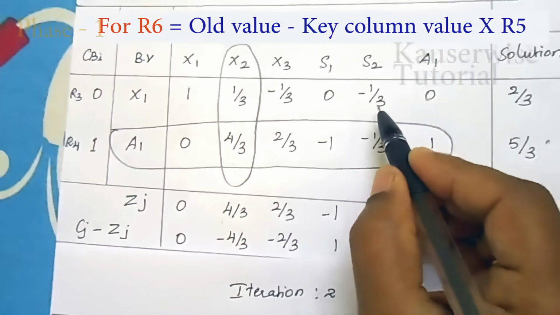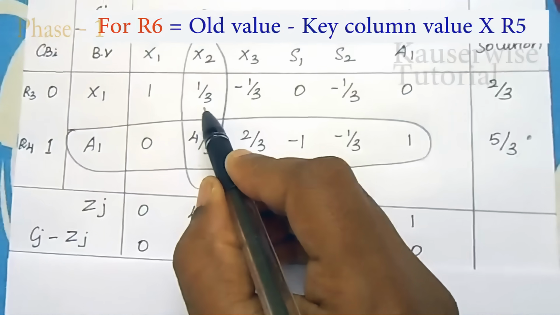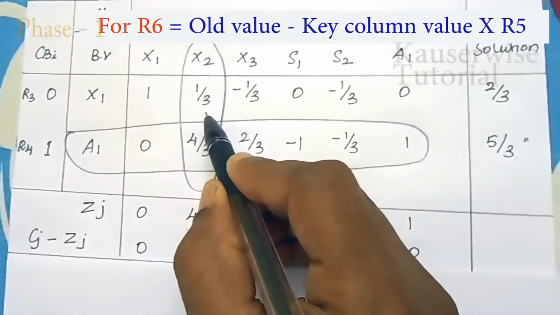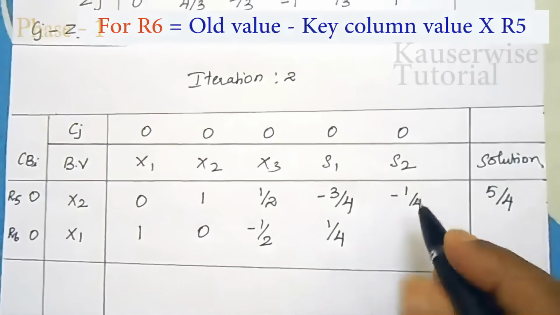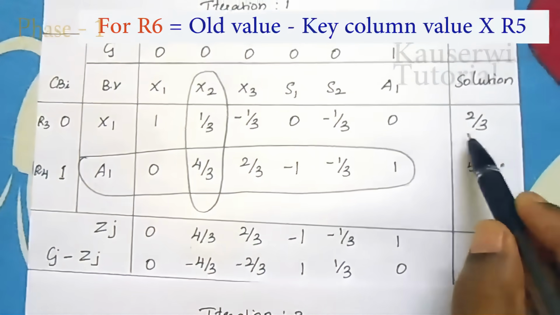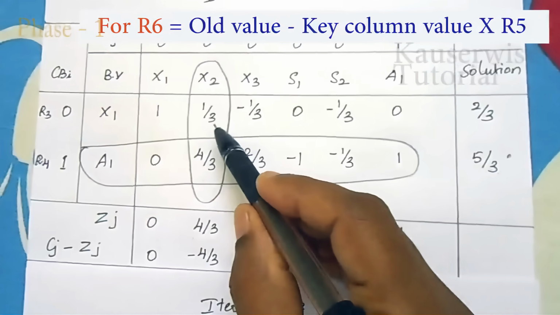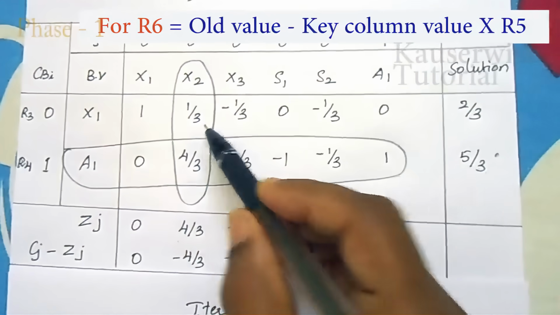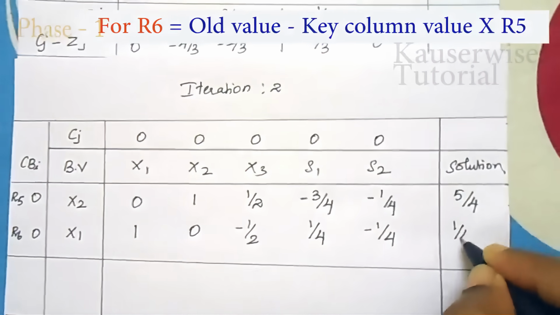For S2, the old value is minus 1 by 3 minus key column value is 1 by 3 into row 5 value is minus 1 by 4. The answer is minus 1 by 4. For solution, the old value is 2 by 3 minus key column value is 1 by 3 into row 5 value is 5 by 4. The answer is 1 by 4.